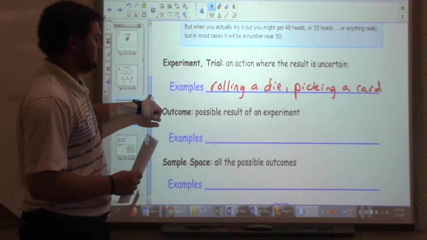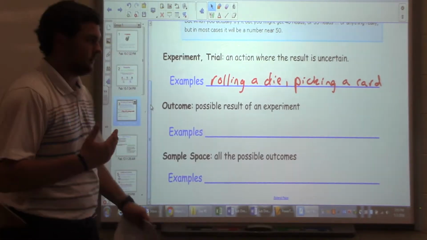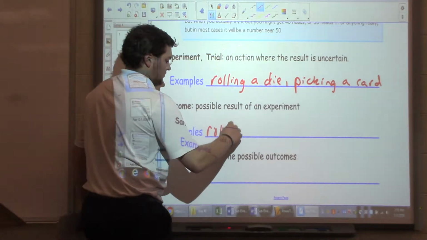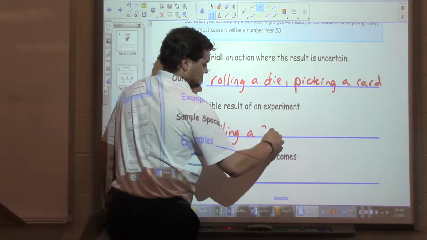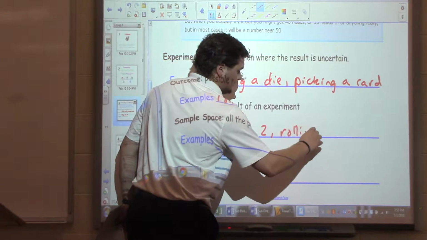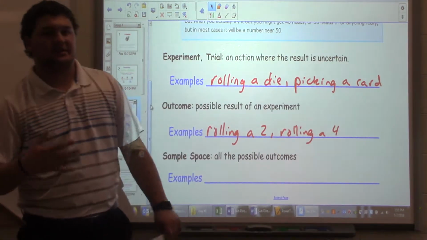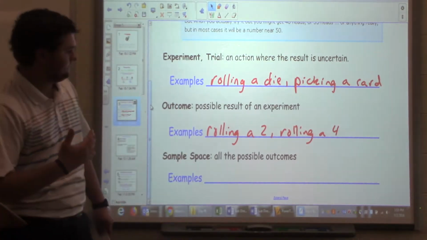An outcome, so it's a possible result of that experiment or the trial. So if I'm rolling a die, an outcome would be rolling a 2 or rolling a 4. It's one of the possible things that can come from our experiment or our trial.